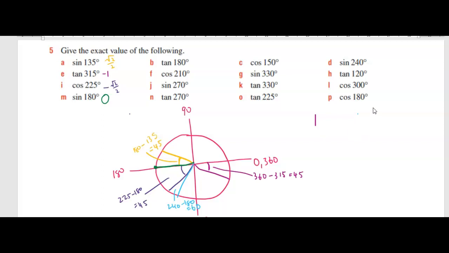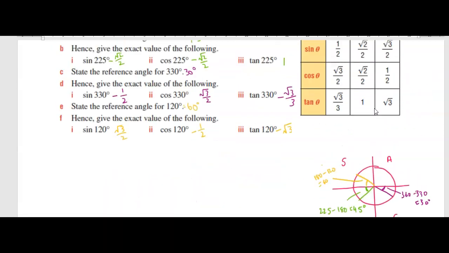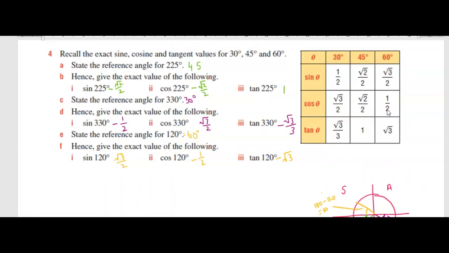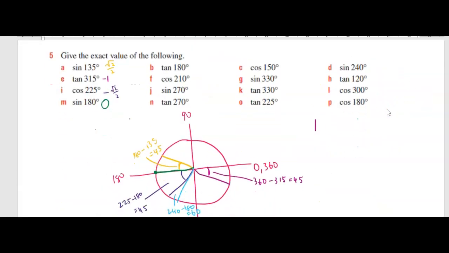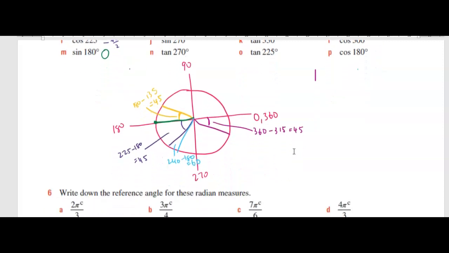So we're looking at sine 240. So sine 60, let's go up to this table, sine 60 is root 3 on 2. And in the third quadrant, sine is actually negative, so it's negative root 3 on 2. So girls, complete the rest of those questions. I know there are a lot there, but it's very important that you get this practice. So draw as many unit circles as you need to.